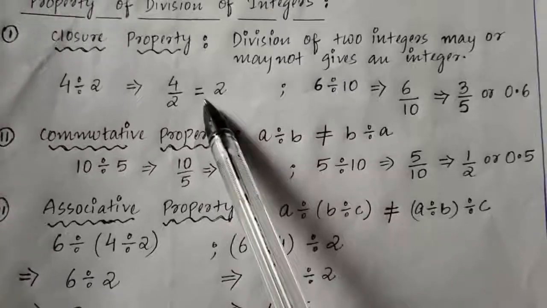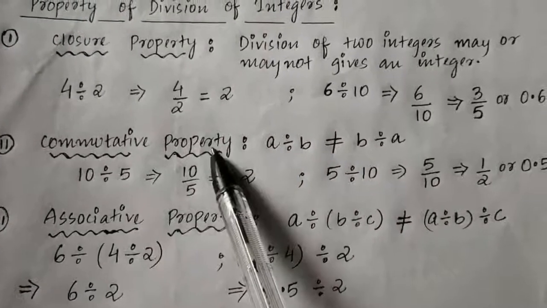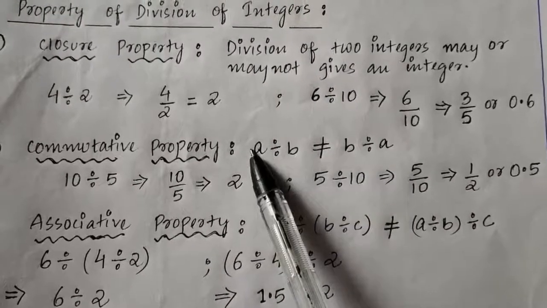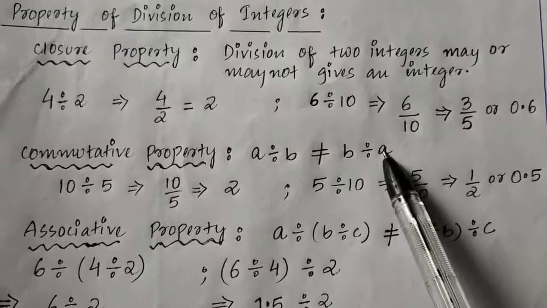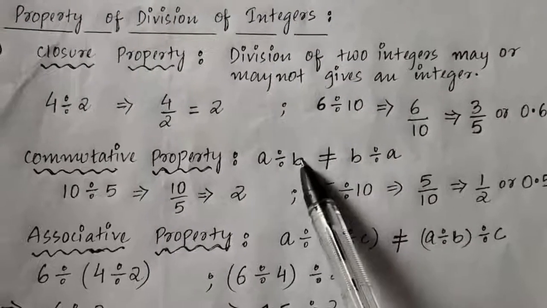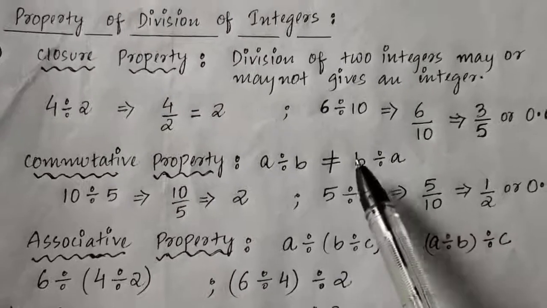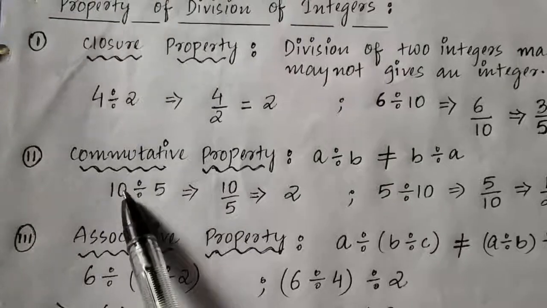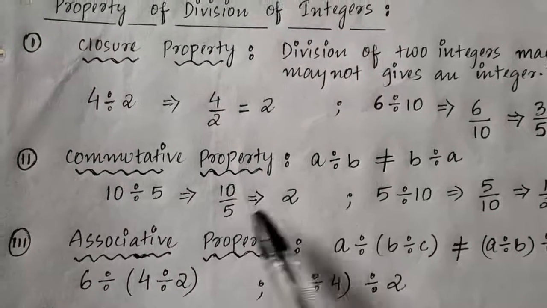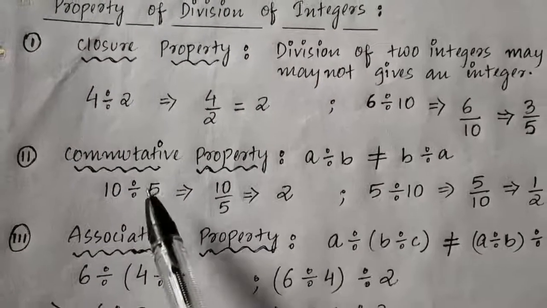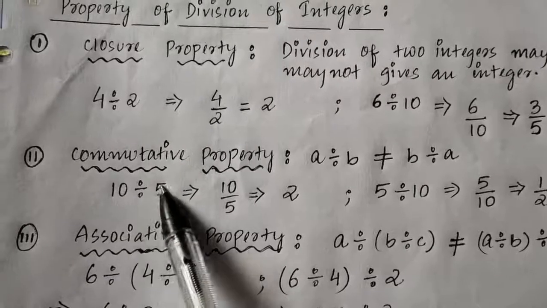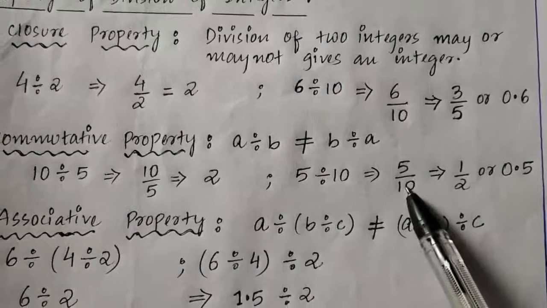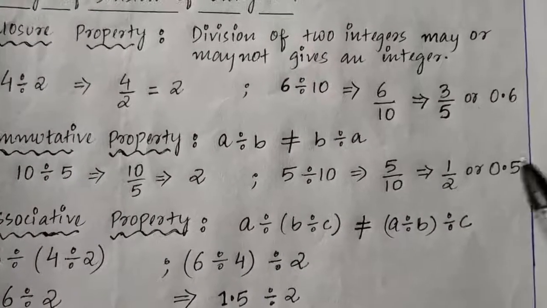Now let us see the commutative property. In the commutative property, a divided by b, and then we interchange the places, that is b divided by a. In this case, a divided by b is not equal to b divided by a. Let us see. Suppose I take 10 divided by 5, so I get 2. But when I interchange the places, that is 5 divided by 10, I get 5 by 10 or 1 by 2 or 0.5.